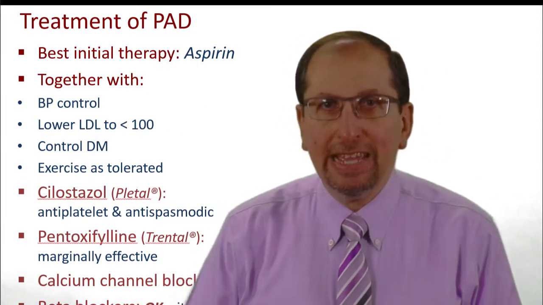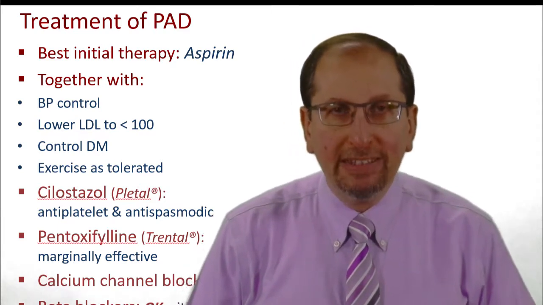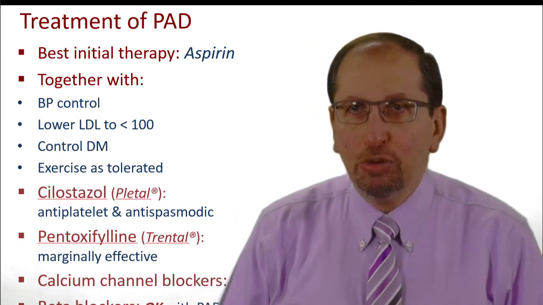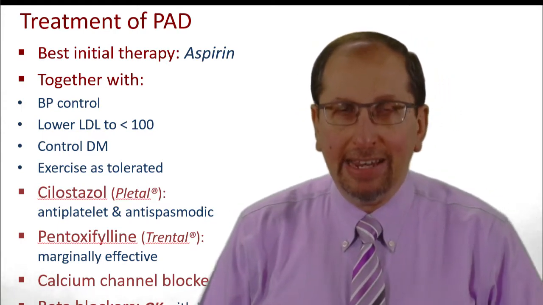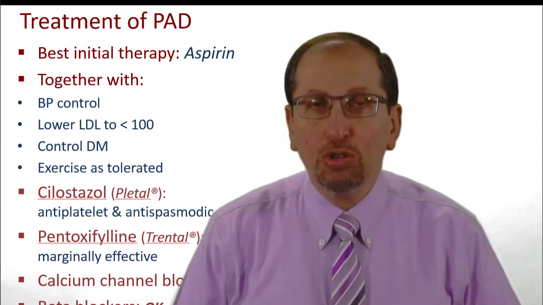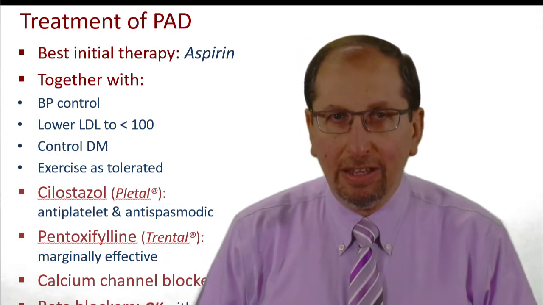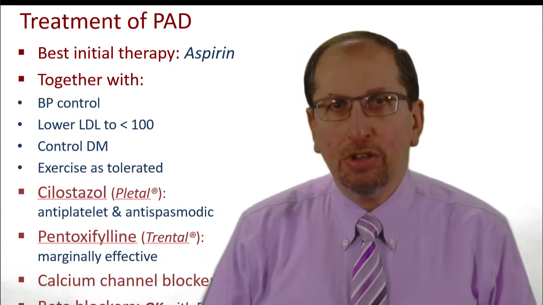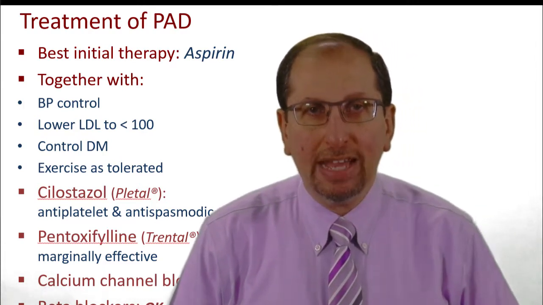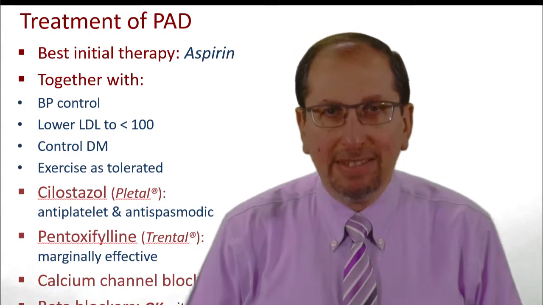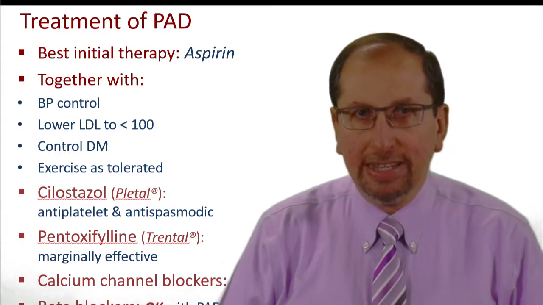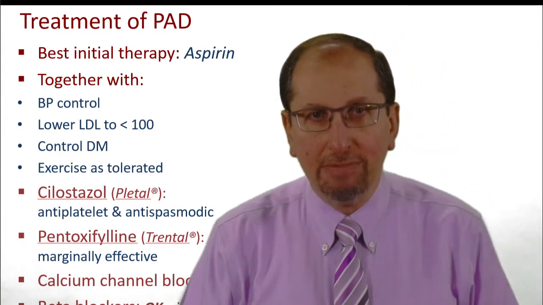How to treat peripheral arterial disease? The best initial therapy is aspirin to prevent platelet aggregation on top of this atherosclerotic plaque. So aspirin to keep the blood flowing, to prevent and inhibit platelet aggregation. Together with, of course, you have to control your blood pressure, you have to control your LDL, your bad cholesterol. You have to keep it less than 100 because it's an atherosclerotic disease, and you have to do exercise as tolerated because the best anticoagulant ever is flow. So keep the blood flowing, keep exercising to improve the circulation to your lower limbs.